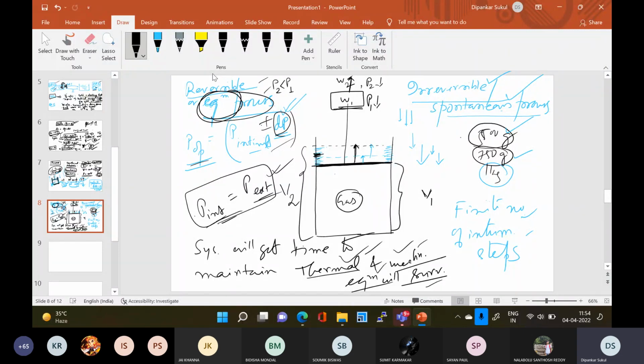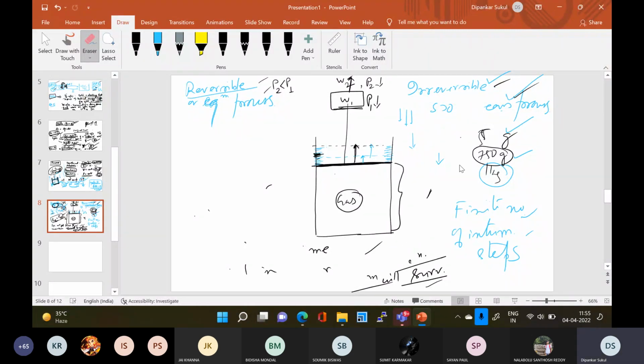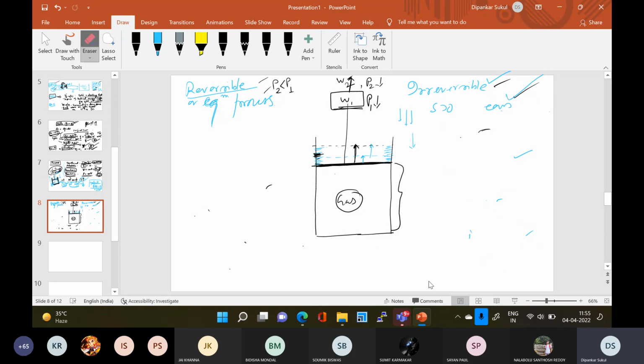For any practical process, it should be irreversible or spontaneous. That is, the system will not get sufficient time to maintain thermal and mechanical equilibrium with the surrounding. It is a spontaneous process. Now, what will be the consequence of this? In one case, the system is maintaining thermal and mechanical equilibrium, and in another case, the system is not getting sufficient time to maintain it. What will be the difference of fate for these two processes?